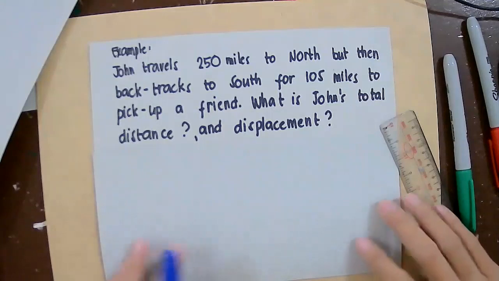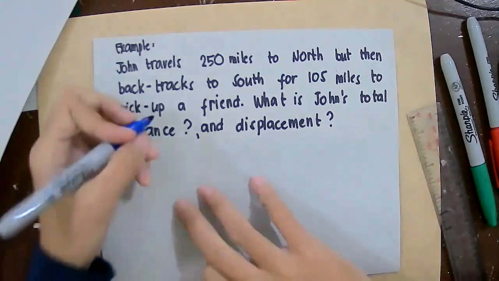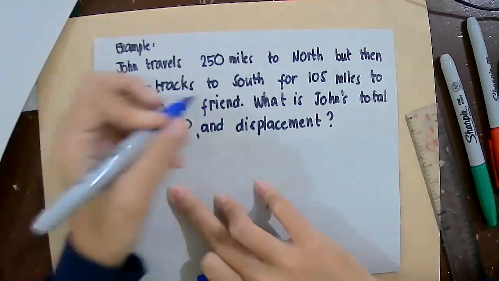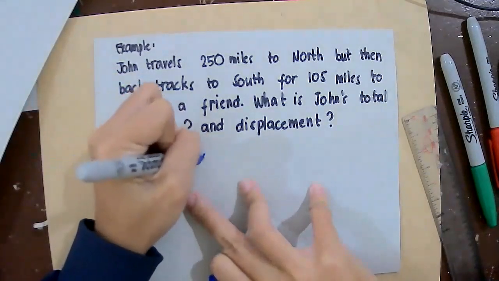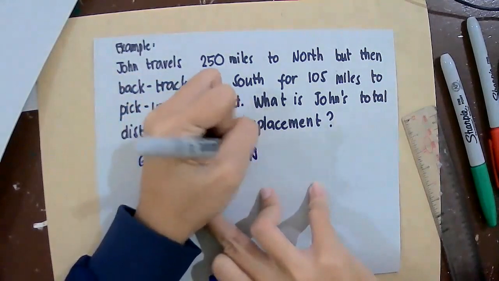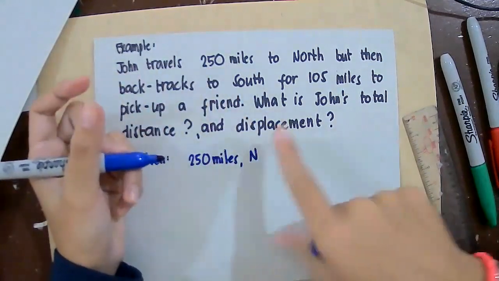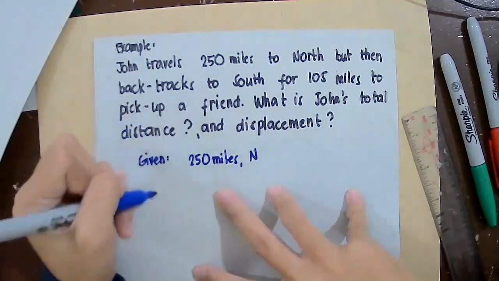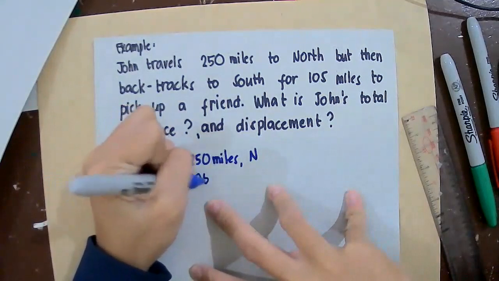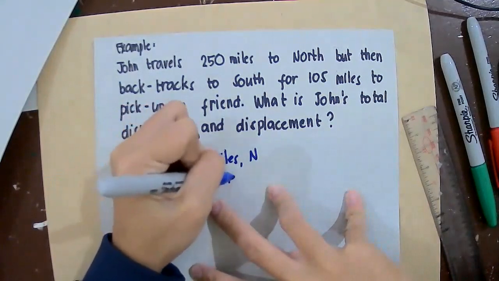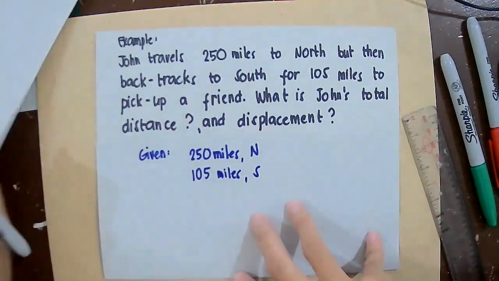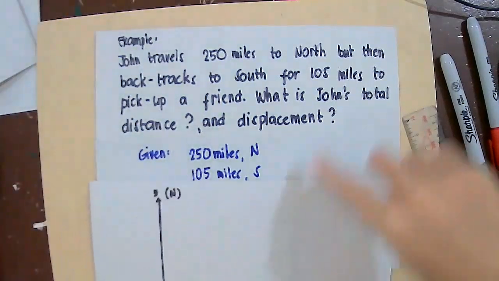Okay, so let's start with the given. Your given here is 250 miles north. That's the first distance traveled by John. And then the second one, we have 105 miles to south. Okay, so we are going to illustrate the problem.